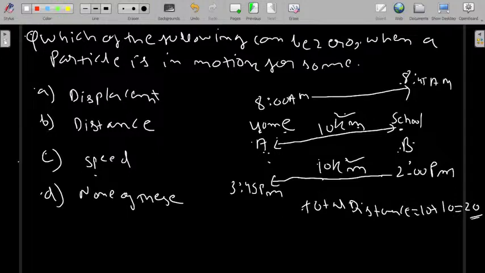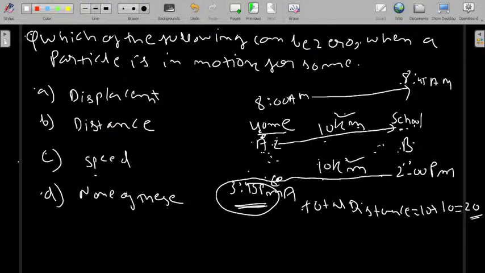What about displacement? What was my starting point? Your starting point was point A, your home. What was my ending point? Sir, ending point was your school. But here you will be wrong if you say school, because I went from home to school, but then I returned back from school to home at 3:45 p.m. So according to 3:45 p.m., my final point is again A, my home.